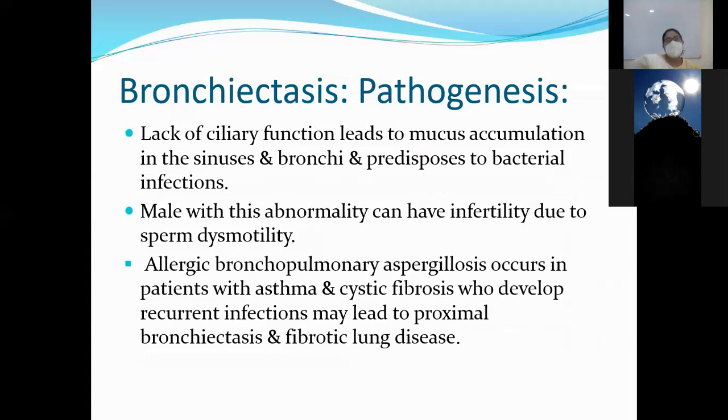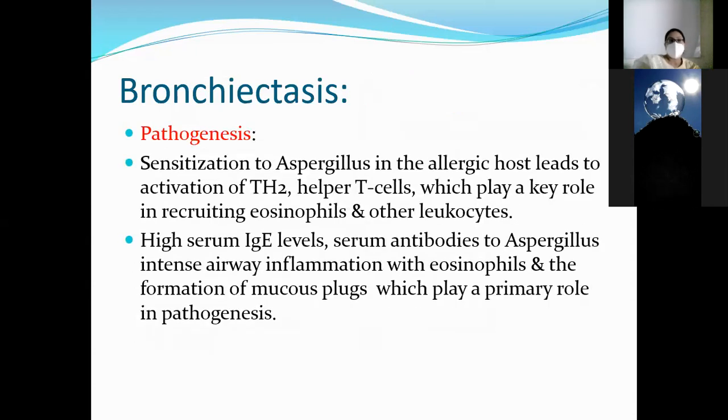Clear? Allergic bronchopulmonary aspergillosis occurs in patients with asthma and cystic fibrosis who develop recurrent infection, which may lead to proximal bronchiectasis and fibrotic lung disease. Sensitization to aspergillus in the allergic host leads to activation of type 2 helper T cells, which play a key role in the recruitment of eosinophils and other leukocytes. There are high serum IgE levels and serum antibodies to aspergillus.